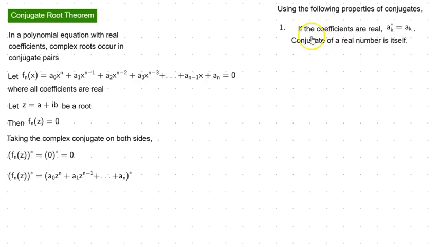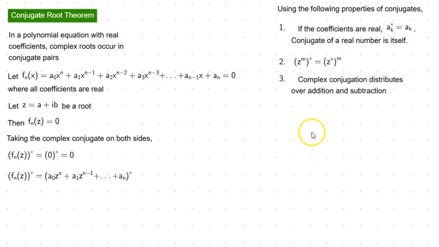We have the first one: if the coefficients are real, the conjugate of a sub k is equal to a sub k. That means the conjugate of a real number is itself. The second property that we are using is just what we saw previously: the conjugate of z to the power of m is equal to the conjugate of z to the power of m. And the third property is that complex conjugation distributes over addition and subtraction.